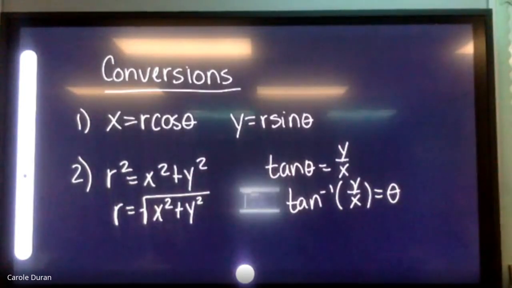I would like to use exact values, so you will need your unit circle out in case you don't already have it out.